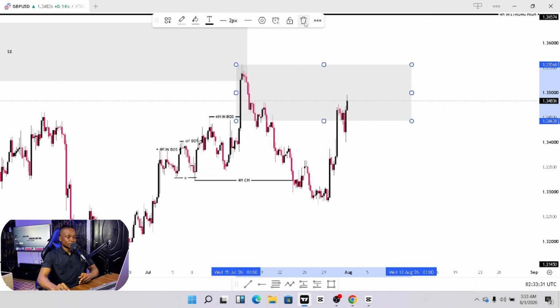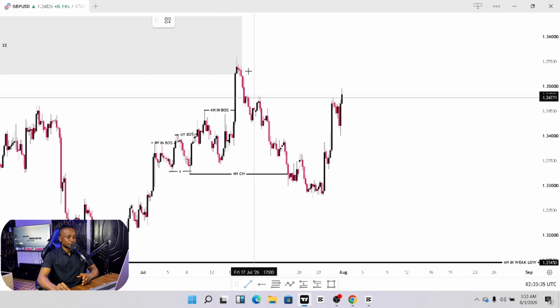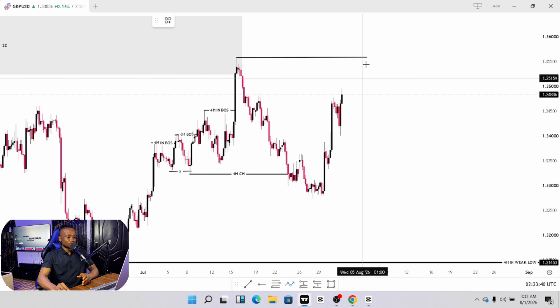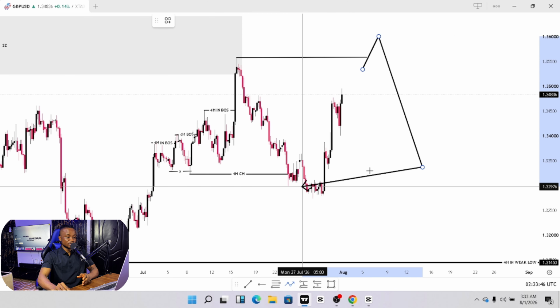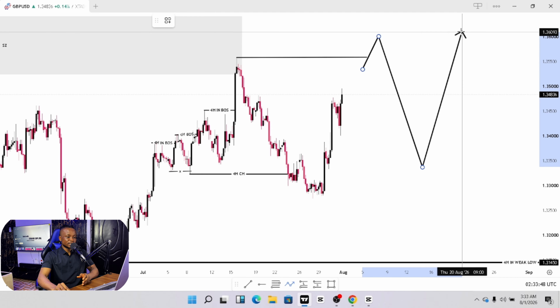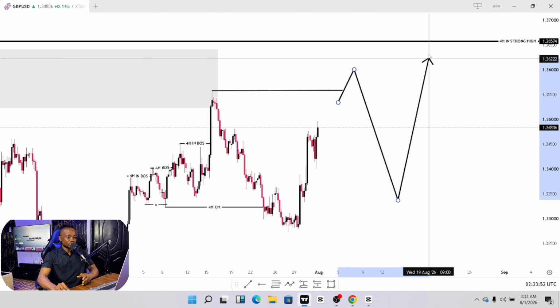And now, what are we anticipating on GBP? What do we expect to see on GBP USD going into next week? It's simple. What we're expecting now is for GBP USD to take out this high, then pull back to this demand zone where we'll be more inclined towards buying GBP USD, to be able to take out this internal strong high.